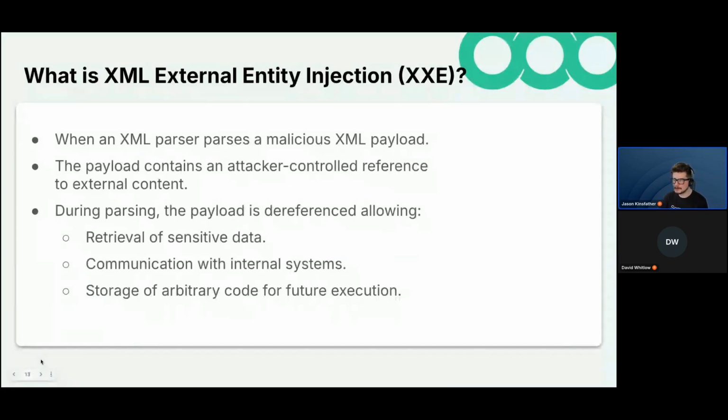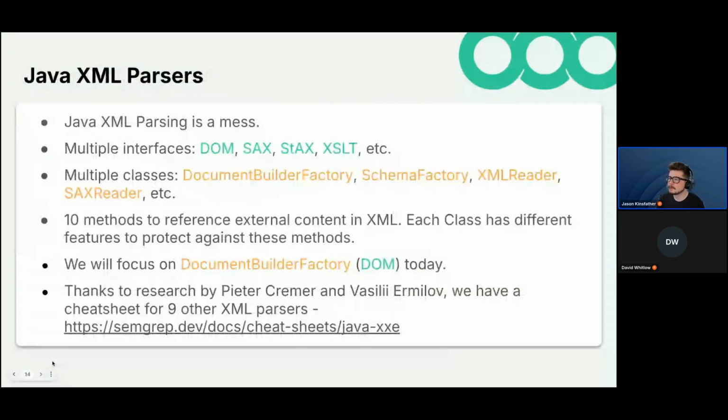Thankfully, the XML parsing landscape in Java should be super simple, right? Well, you'd be wrong. Java XML parsers are a bit of a mess. When it comes to XML in general, there are multiple different interfaces that you could be using. I'm listing 4 here: DOM, SAX, StAX, and XSLT, but there are at least 18 or more. And they're all implemented by different classes. So I'm listing some of them here.